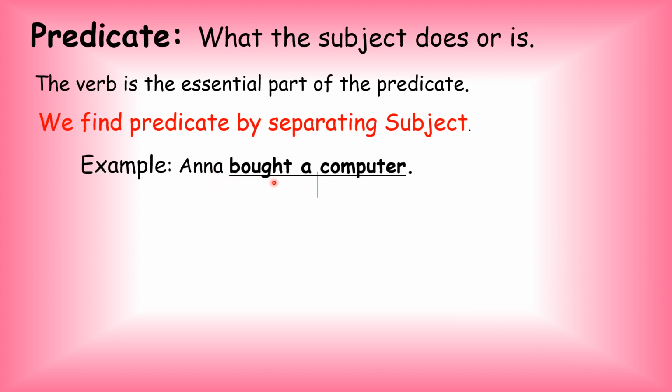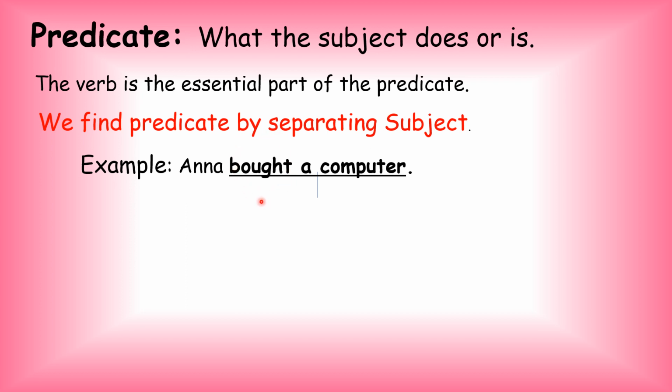Let's take one example. Anna bought a computer. So what is the subject here? Anna. Why? Because Anna is the answer for who. Who bought a computer? Anna bought a computer. So Anna is the subject. Separate Anna. And now see what is left. Bought a computer. So bought a computer is the predicate. Bought is a verb. Past tense of buy.